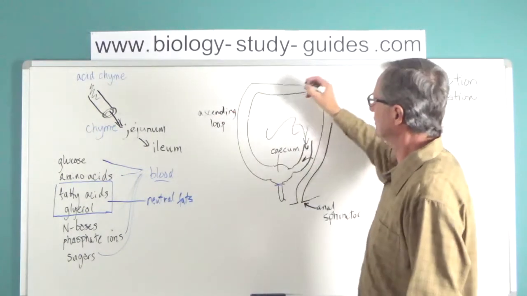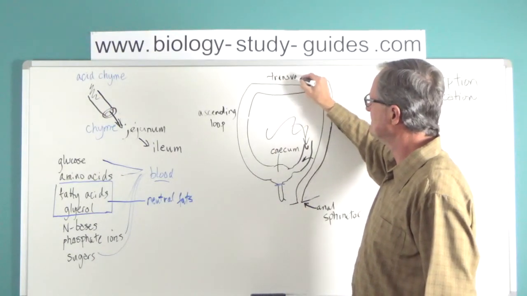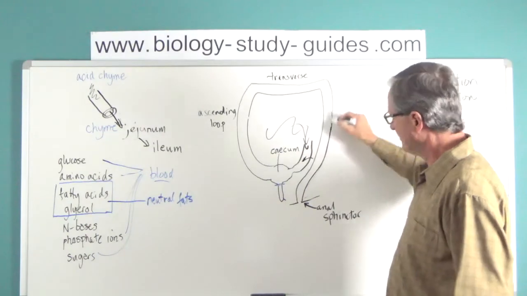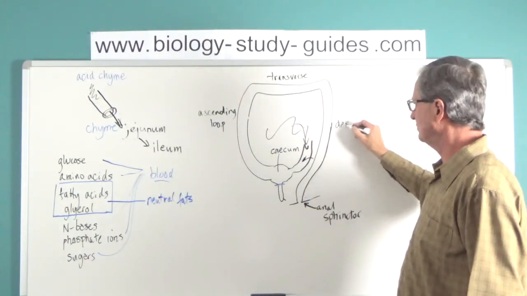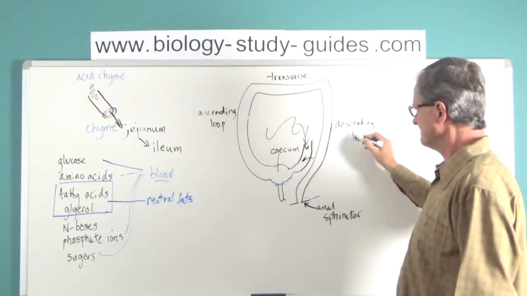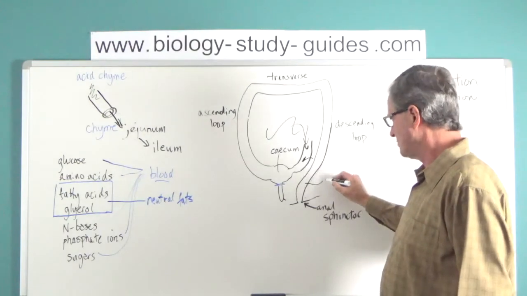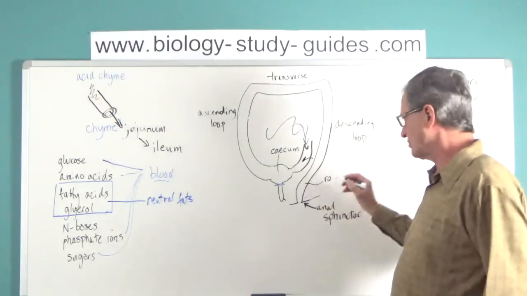It's got a part that goes across, called the transverse loop. It's got a part that goes down. It's called the descending loop. And then the last part of it here, a little bit more specialized for compaction, is the rectum.